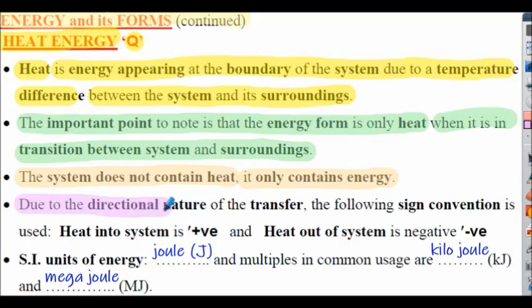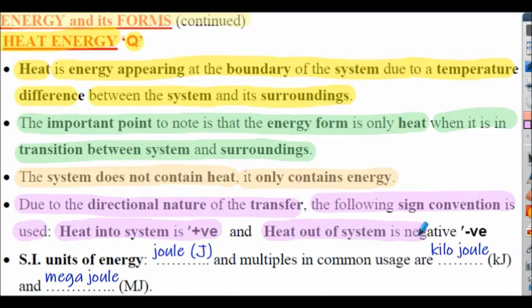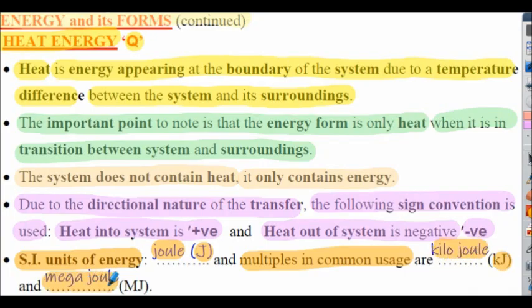Due to the directional nature of the transfer, the following sign convention is used. So heat into the system is denoted as positive, and heat out of the system is denoted as negative. That's the same notation we used in our previous presentation related to the non-flow energy equation. The SI unit of energy is the joule, symbol uppercase J, and SI multiples in common usage include the kilojoule and the megajoule.